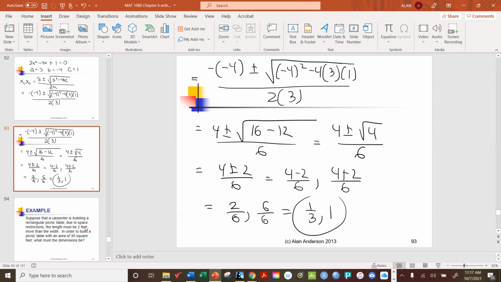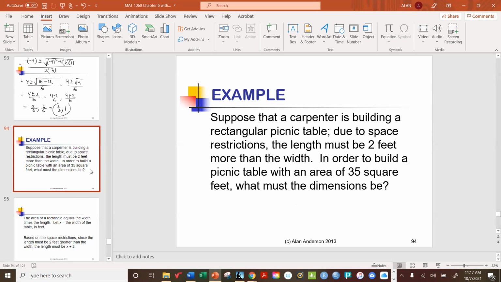Now, here's an interesting one. This is going to take a couple of minutes. This is a real world example. And so imagine here's a carpenter. He's trying to build a rectangular picnic table. And due to space constraints, the length must be 2 more than the width. So here's the length. Here's the width. So if, let's say, the width is x, then the length is x plus 2.